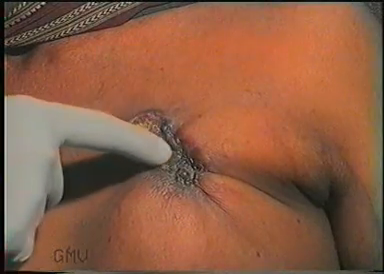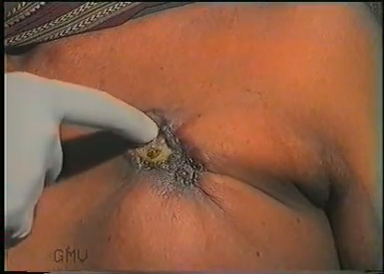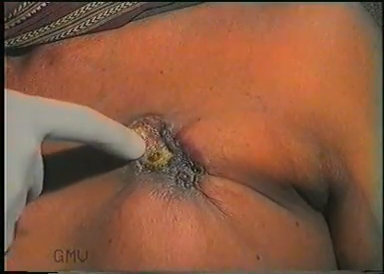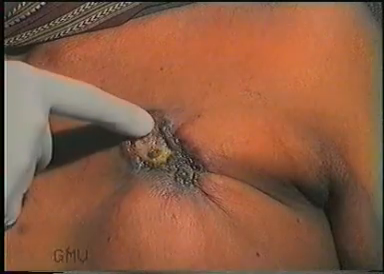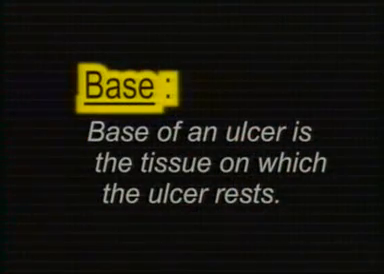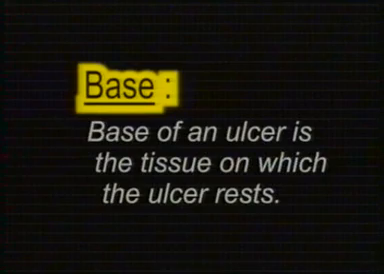Now palpate through the floor to note the consistency of the base and to note the underlying structure, whether it is a muscle, a fascia or a bone. Base is the tissue on which the ulcer rests. If the ulcer is small as seen here, pinch it up and palpate the base between the fingers.